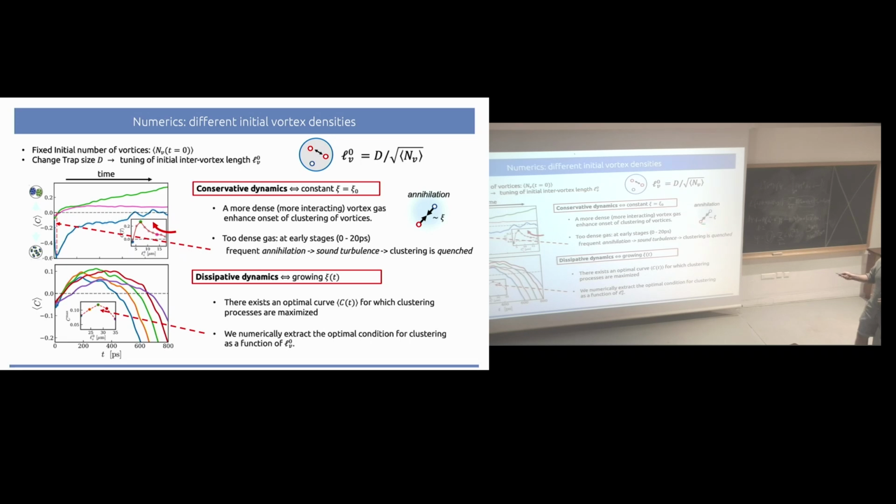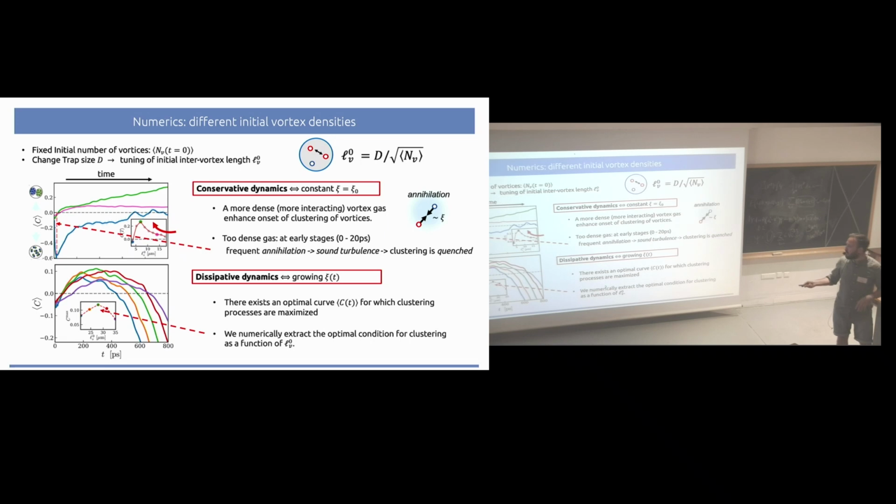This makes sense because the annihilation processes take place at lengths as small as the healing length. But it's interesting to note that if we have a too dense vortex cloud, there is a case where the correlation function initially decreases and then eventually increases. We look at the wave function and we find that this is due to the frequent annihilation of vortex-antivortex pairs that creates much sound and will eventually hamper this clustering. So the clustering is kind of quenched.